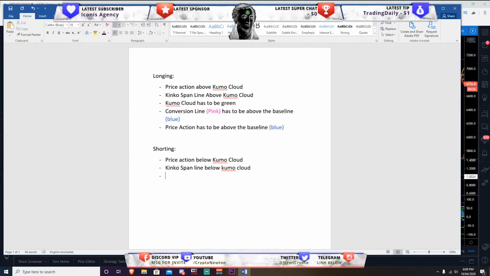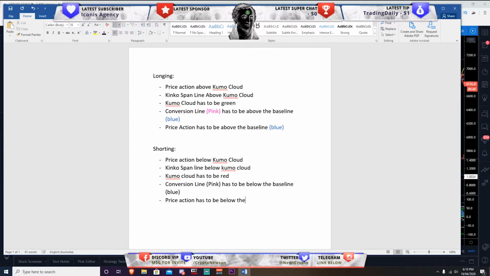The Kumo cloud has to be, what does it have to be if you're shorting? Has to be red. Now your conversion line this time, which is your pink line that we were talking about just then, has to be below the baseline, which is the blue. So it's very, very simple, as you guys can see, right? And your price action has to be below the baseline, which is the blue, right?